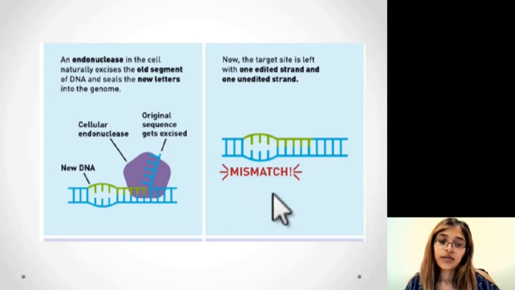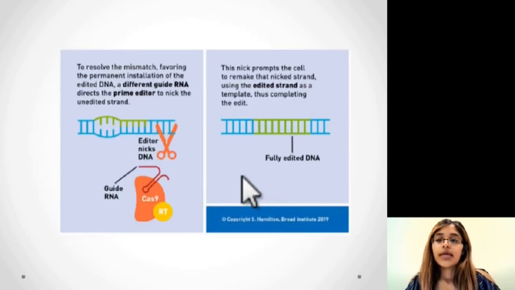The way that they correct this problem is by sending a different guide RNA which directs the complex to cut the other strand of DNA. Then after this other strand is cut, the cell pretty much goes ahead and corrects the strand by using the edited strand that was made.